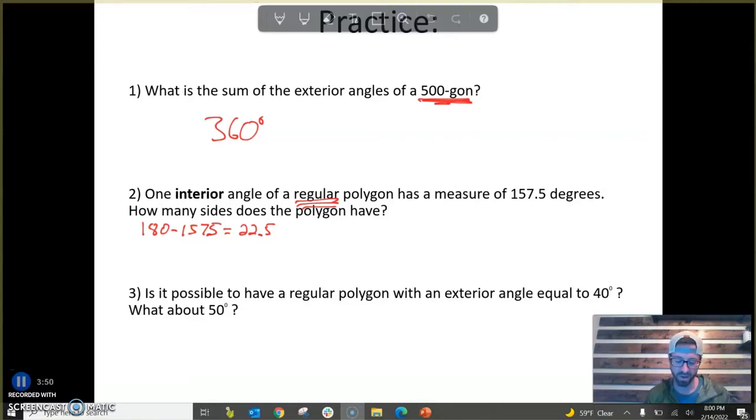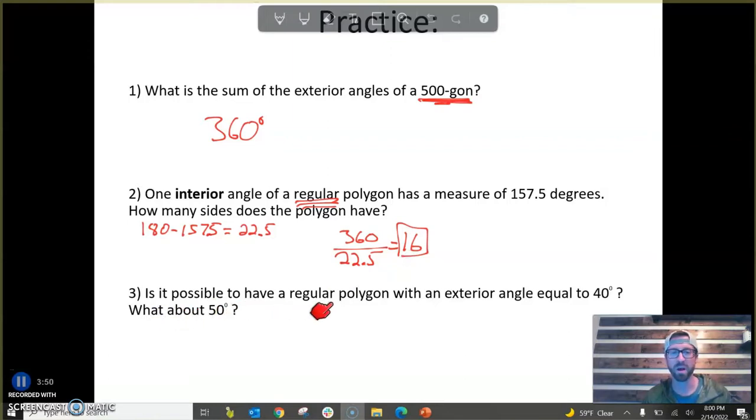Well, I know there's 22.5 degrees in one of the exterior angles, and if I divide 360 by that, that's how many of those exterior angles it takes to make your total of 360. In this particular case, it's 16. So our figure is a 16-gon.